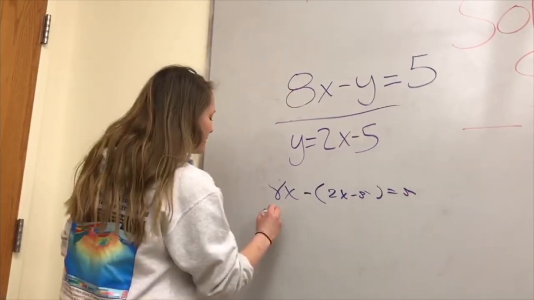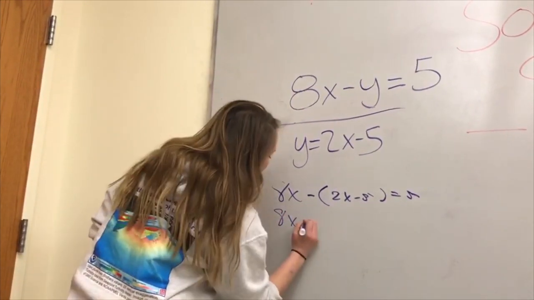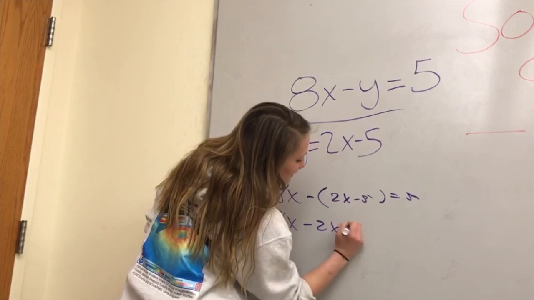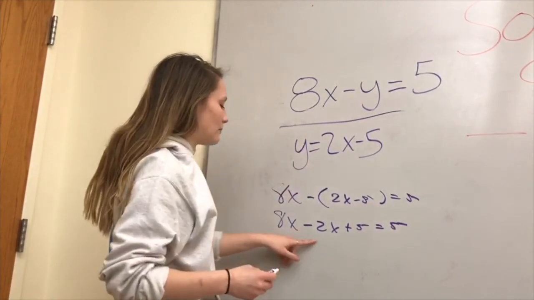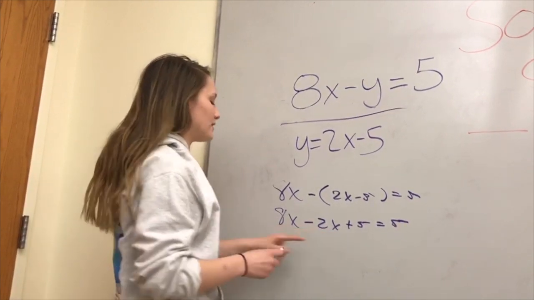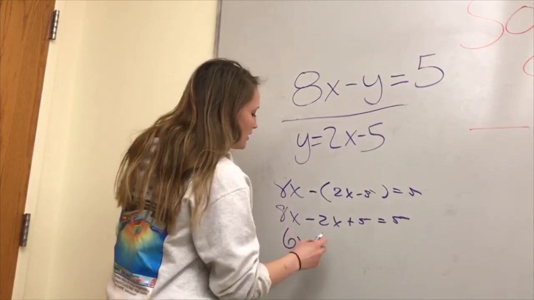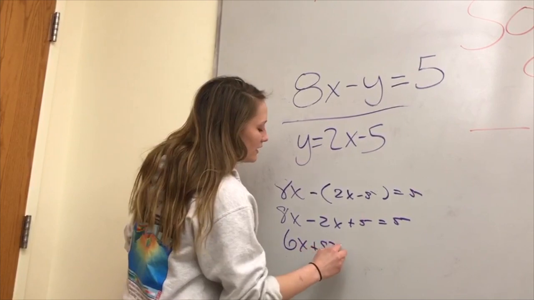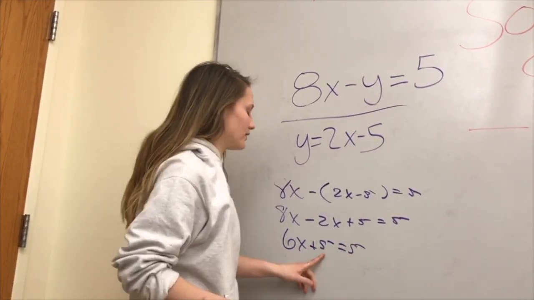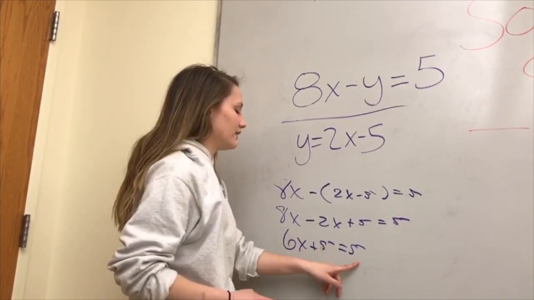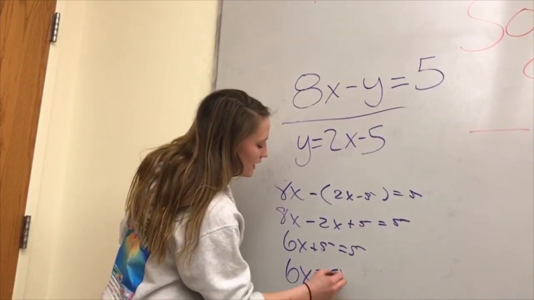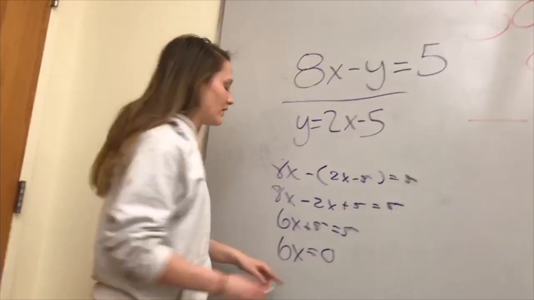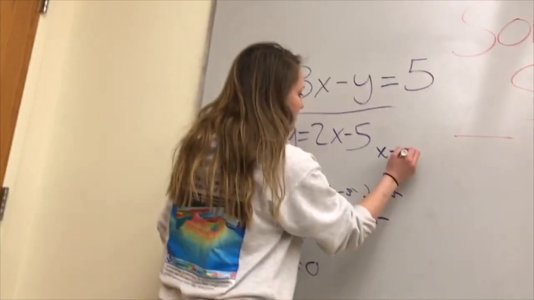So first you have to distribute the negative, so it's 8x minus 2x plus 5 equals 5. And then next you're going to combine like terms, so 8x minus 2x equals 6x plus 5 equals 5. Next you're going to subtract this 5 from this 5 to get 6x equals 0. And since you can't divide 6 from 0, it means x equals 0.